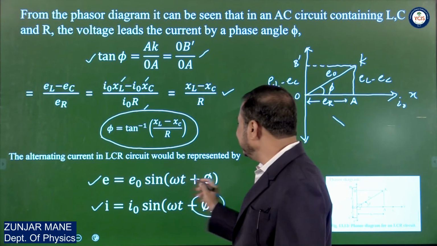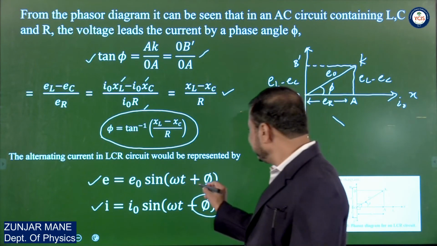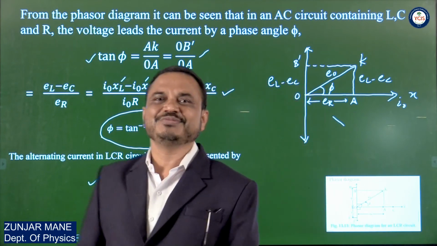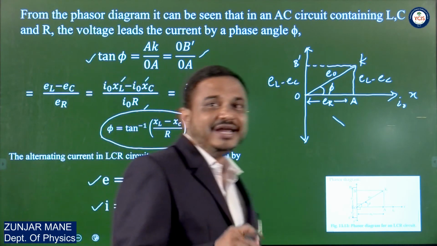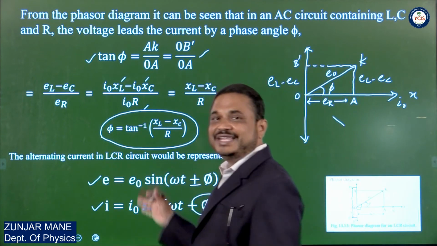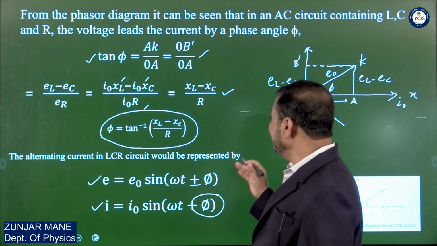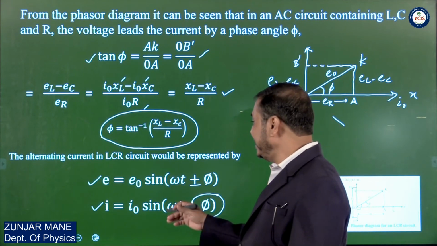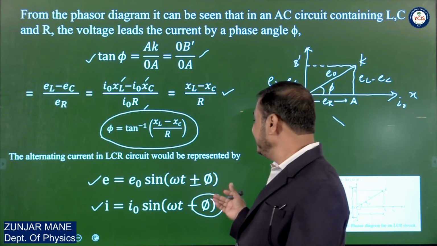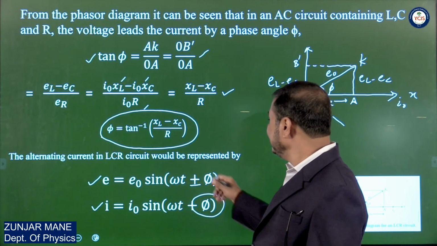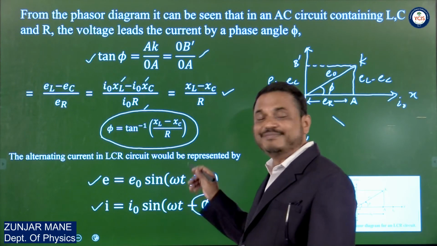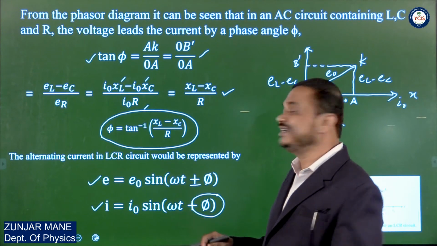If the circuit is inductive, phi is positive. If the circuit is capacitive, then phi is negative. So these are the general expressions for current and voltage across the LCR combination. E is equal to E0 sin(omega t plus or minus phi), and I is equal to I0 sin omega t. Generally it may be plus or minus phi. So phi is plus when EL is greater than EC, and phi is minus when EC is greater than EL.